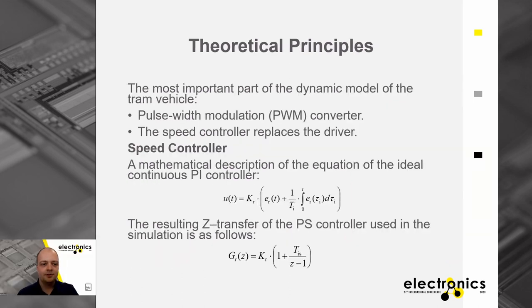Some theoretical principles. The most important part of the dynamic model of the tram vehicle is the pulse width modulation converter, which is controlled by current and speed regulators. The speed regulator replaces the driver's actions, and this is what we try to optimize, what we try to find the best algorithm for. A continuous controller was first used in the tram technology. The mathematical description of the ideal continuous proportional integrative controller equation can be seen on the slide.